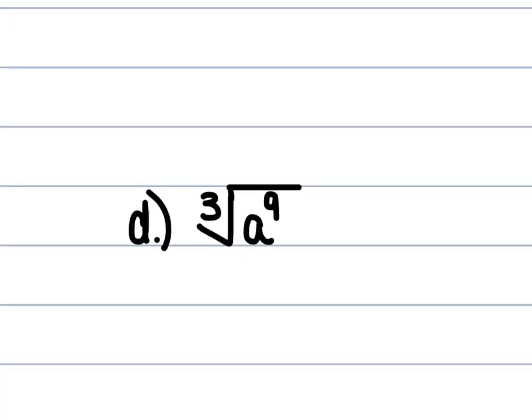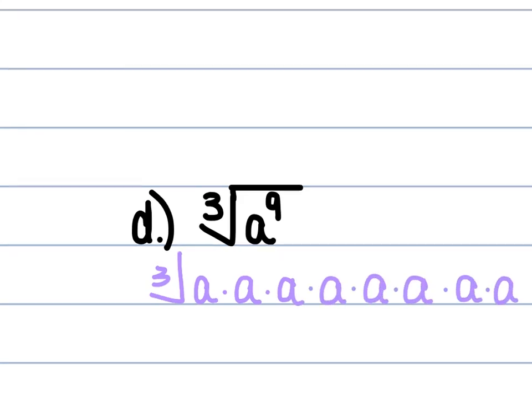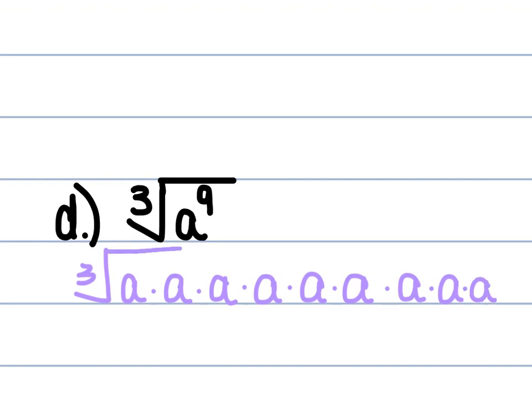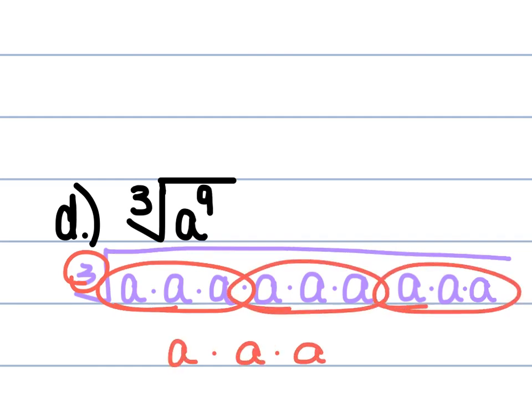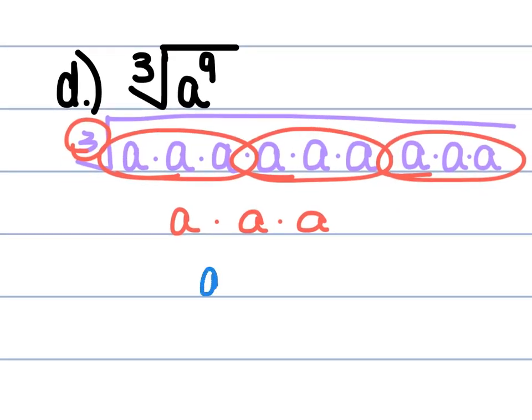For D, we have the cube root of a to the 9th power. So again, we can write this out as the cube root of a times a times a times a times a times a times a times a times a, and then group up the numbers by 3. So 3, 3, 3. You have an a times an a times an a, which is a cubed.